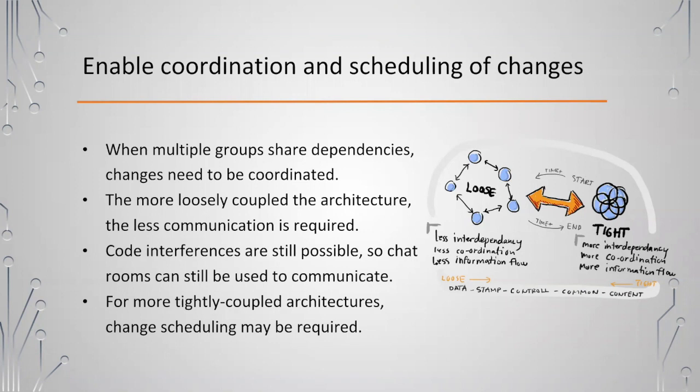So the more loosely coupled the architecture is, the less communication will be required. That's because you'll be less likely to change something that affects someone else's code. Code interferences are still possible, even if it's lightly coupled. So it can be a good idea to use chat rooms to communicate with the others working on the project. That way you can be sure that you don't override anybody else's changes and you don't cause any errors.